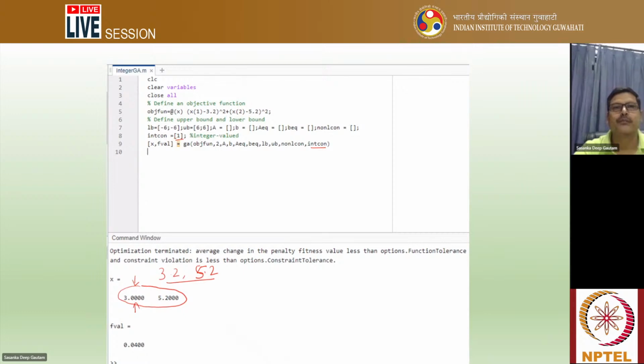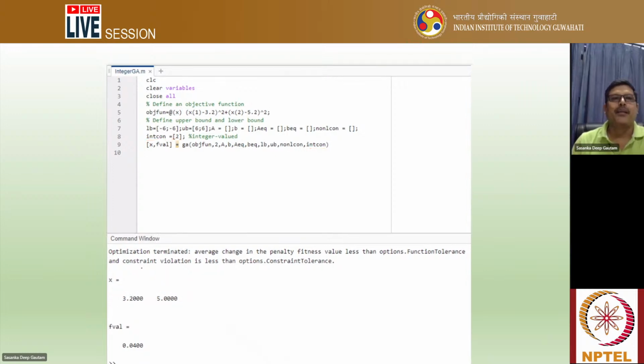So I am just defining intcon equal to 1, and finally the first variable comes out as an integer, 3 now. Now if I write intcon equal to 2, that means the second variable will be an integer variable. Intcon is 2 now, therefore I am not getting 5.2. The earlier solution was 5.2, now I am getting 5 because that is an integer variable.